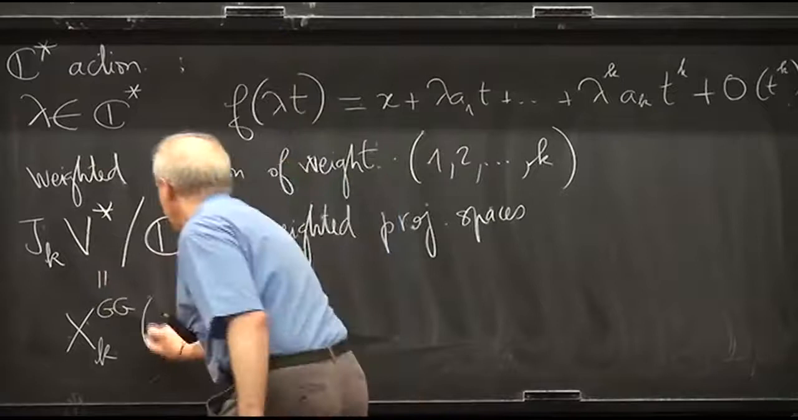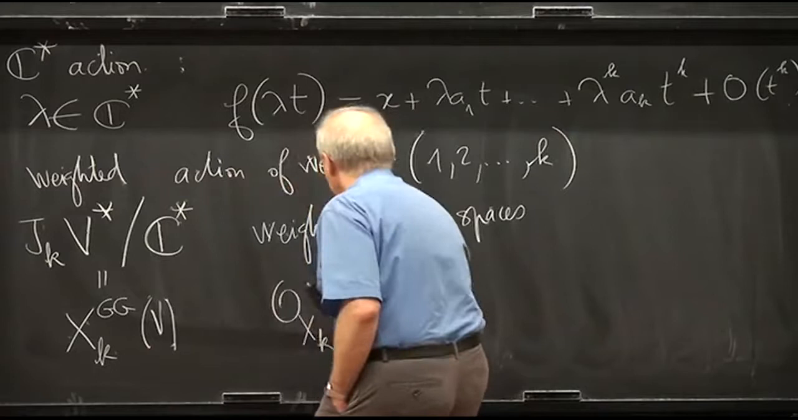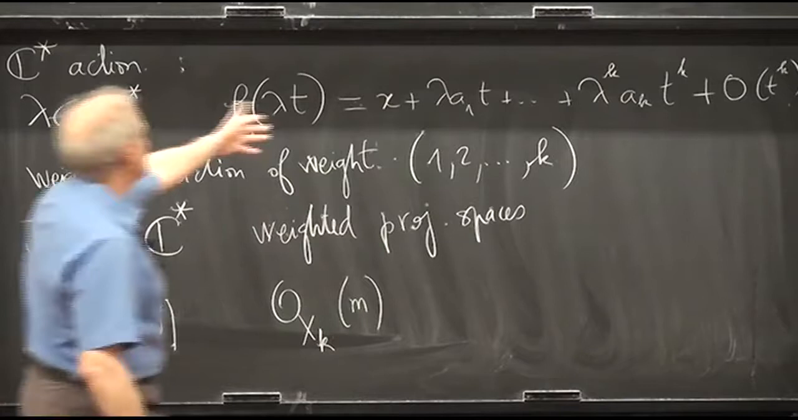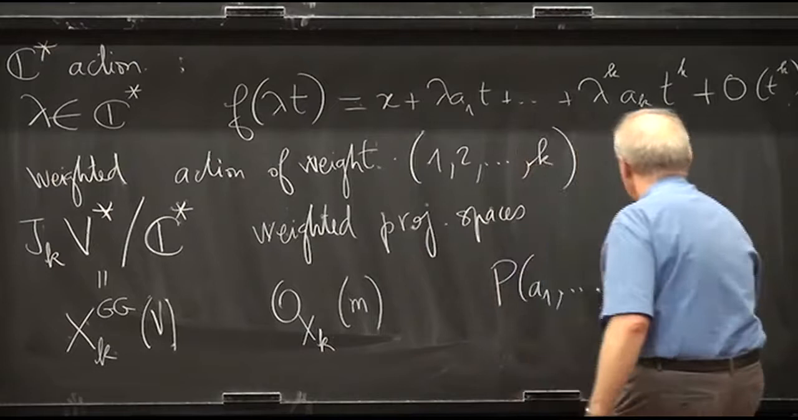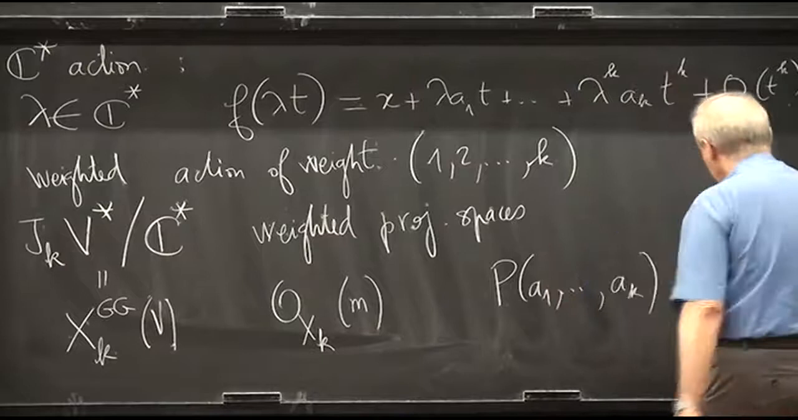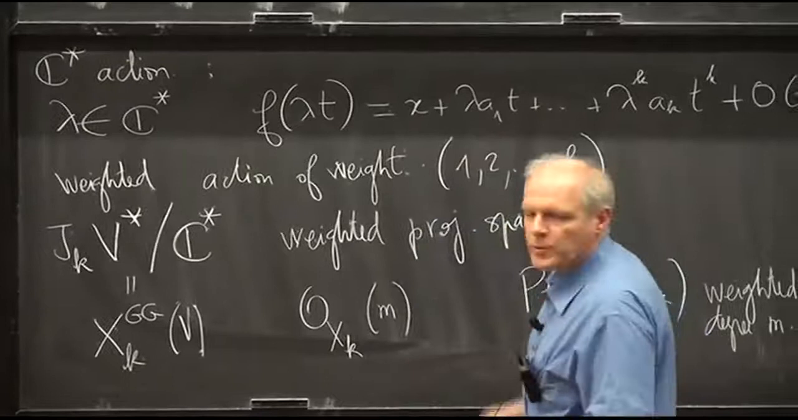Okay. Now, of course, because of the construction, you have a sheaf O_k(m) of polynomials of degree m with respect to this weighted action. So on the fibers, locally, you have a trivialization. You look at polynomials in the coefficients, and you count the weighted degree, counting one for the first and k for the last. So this is the sheaf of sections which define polynomials of weighted degree m. It's an invertible sheaf only when m is a multiple of the least common multiple of 1, 2, ..., k.